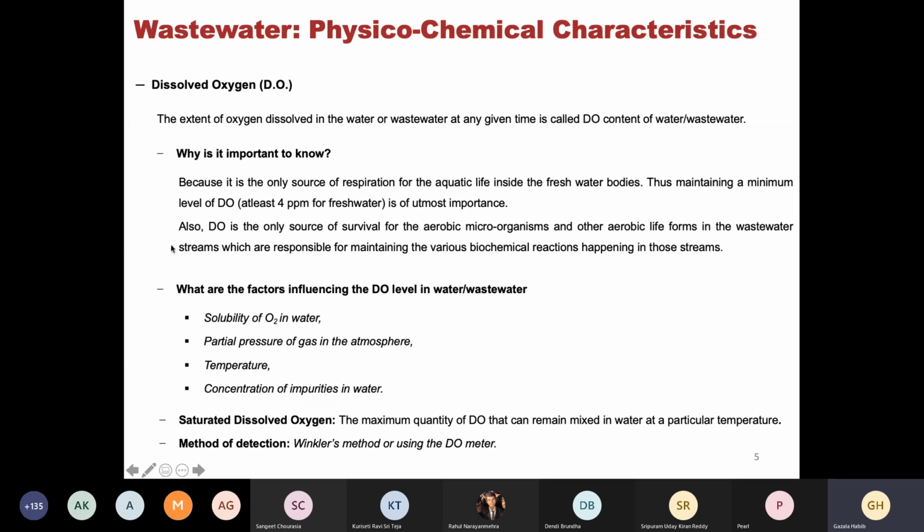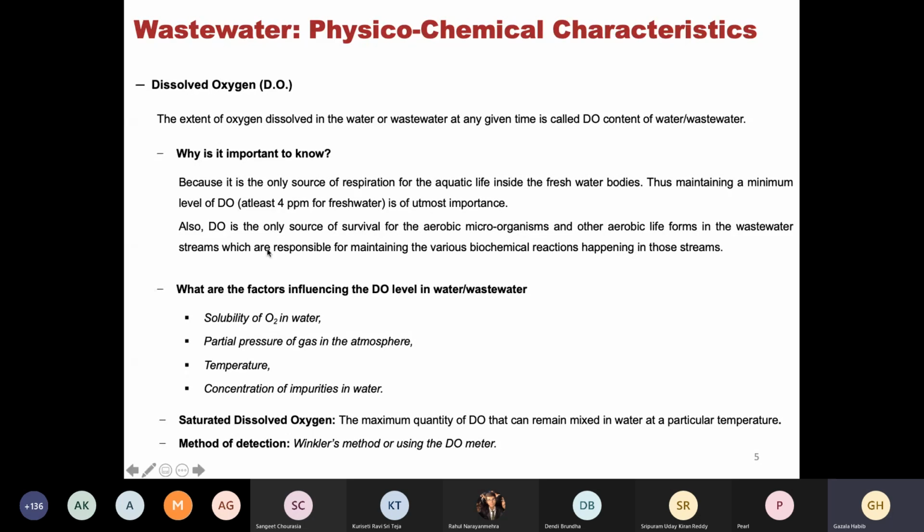Here you can see it is written that it is the only source of respiration in aquatic life, because the dissolved oxygen is used by the aquatic life. Thus maintaining a minimum level of DO, which is 4 ppm for fresh water, is utmost important. When we are disposing the wastewater into a river body, minimum 4 ppm DO should be maintained after the wastewater is mixed in the river body. And it is desirable to have a higher amount so that the aquatic life will not be destroyed.